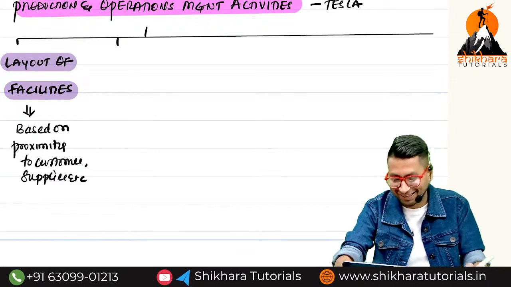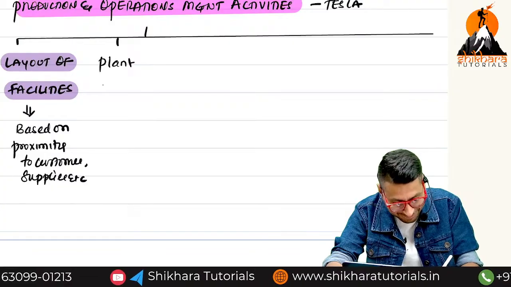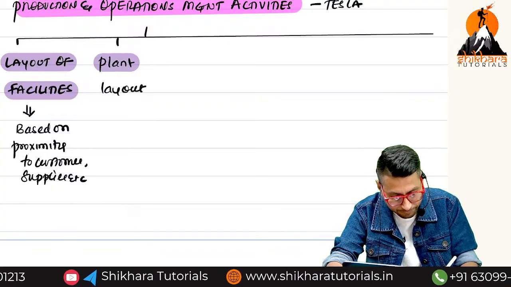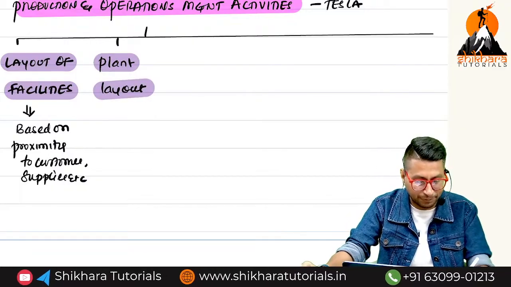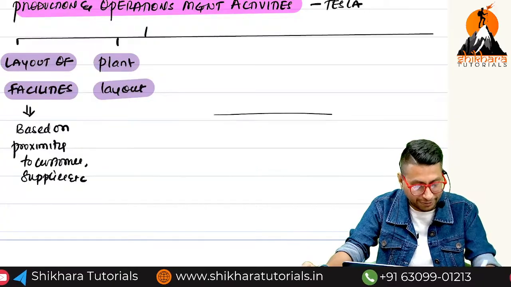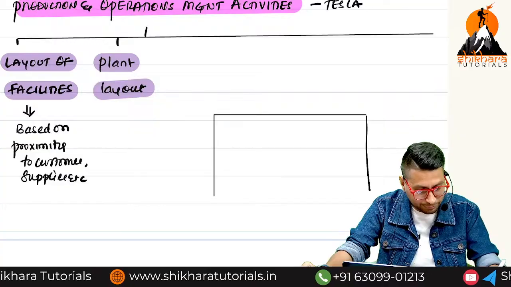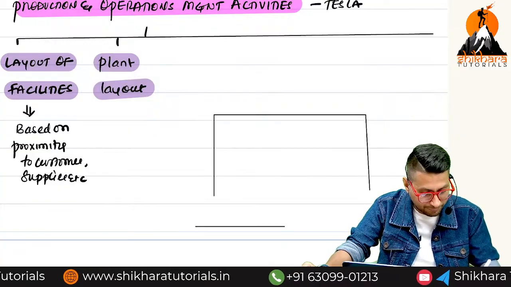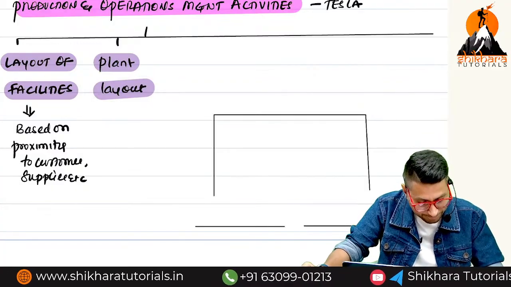So, second one. Then we have plant layout. Plant layout. Like, let us say, for example, this is a restaurant that you are planning to start here. This is the entrance. And this is the restaurant that you are planning.